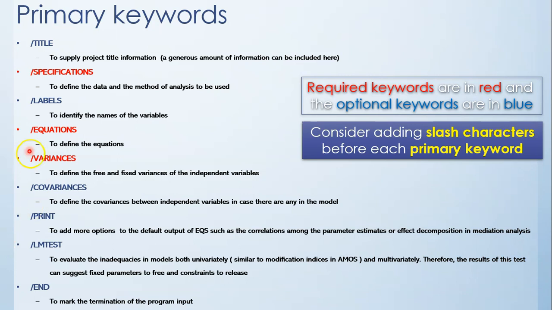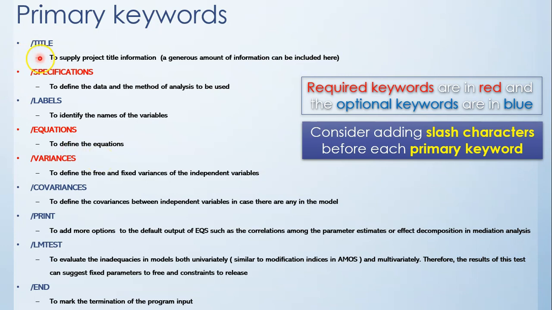As you can see in this slide, I have provided you with a brief description about some of the keywords, and in the subsequent slides I will share with you more details about a few of these keywords. The keywords in this slide are title, specifications, labels, equations, variances, covariances, print, LM test, and end. Note that specifications, equations, and variances are required keywords and the rest are optional.